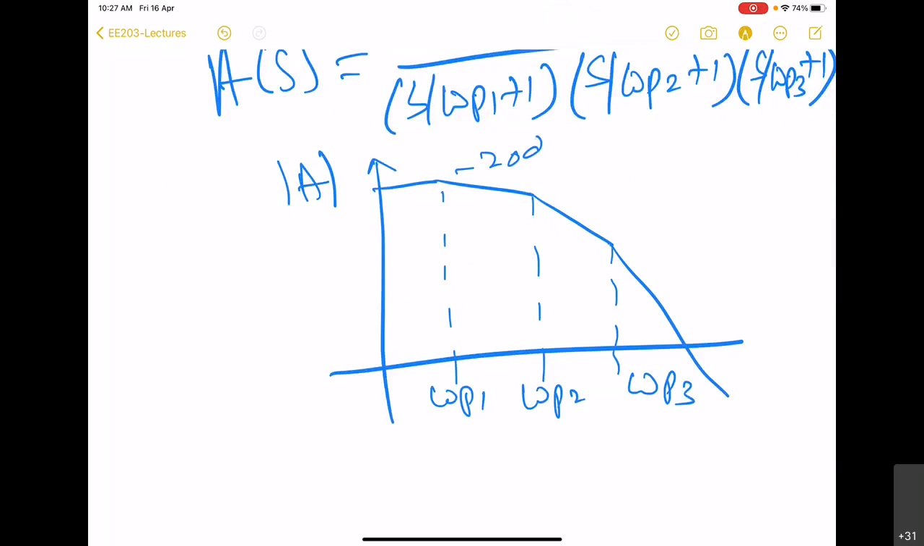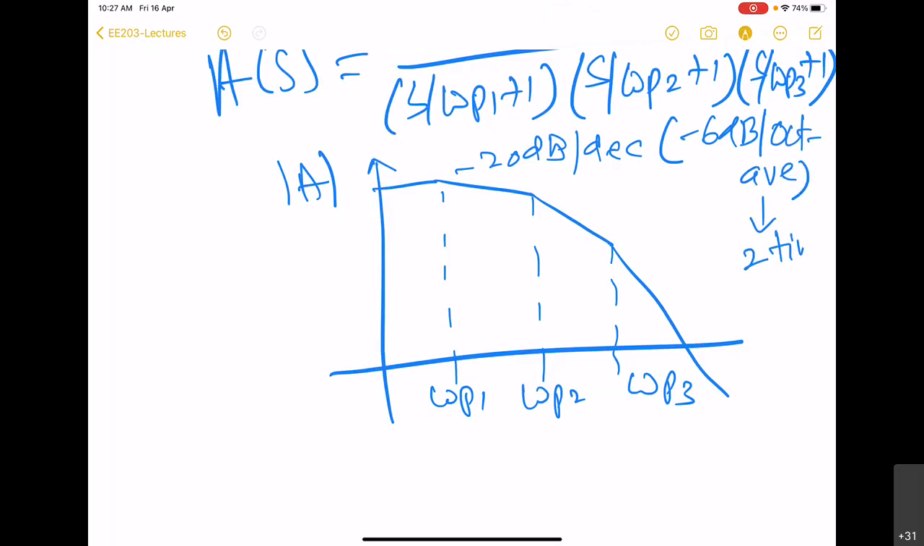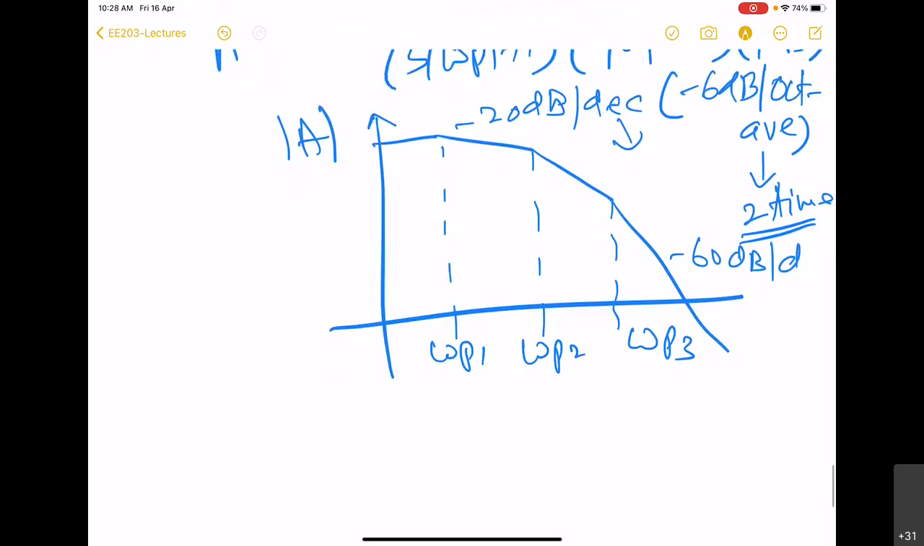So we know that these are minus 20 dB per decade. By the way, this slope is also called minus 6 dB per octave. So both are the same slope. Here octave means 2 times. And here decade, we know, is 10 times. So when frequency increases by 10-fold, the decrement will be minus 20 dB. However, if frequency increases by 2 times, the decrement will be only minus 6 dB. So ultimately, we will have here minus 60 dB per decade. So this is the magnitude.